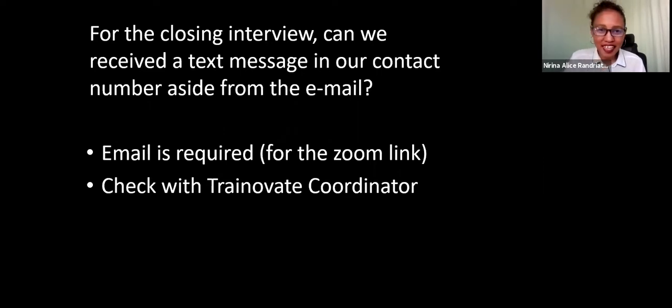Okay, for the one who asked for this question, the answer is we still need an email. We always need the email. You need it for Nebosh. We need it also when sending the Zoom link, but in addition, Trainovate coordinator could also follow up using text, chat, or your text message. Is that correct, Jovi? Can we put it this way? Yes, ma'am. Okay.